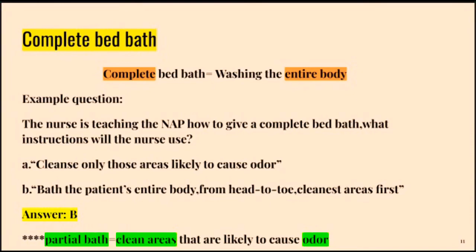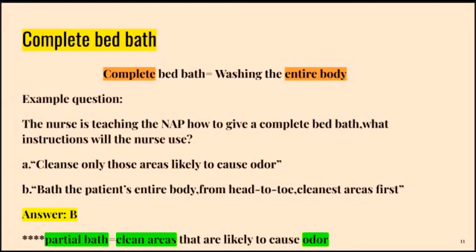Why? Because partial bath equals clean areas that are likely to cause odor. So partial bath, clean areas, odor. So you're just going to clean the areas that are going to cause the odor. In the book, it states something about perineal care, armpits, or the professional word would be axillary. That's what partial care is. You're only cleaning the parts that are smelly. So when I hear partial bath, I think, oh, that's smelly. Those are the smelly parts of the body, which would be the perineal care or the axillary, the armpits, whatever you want to call it.